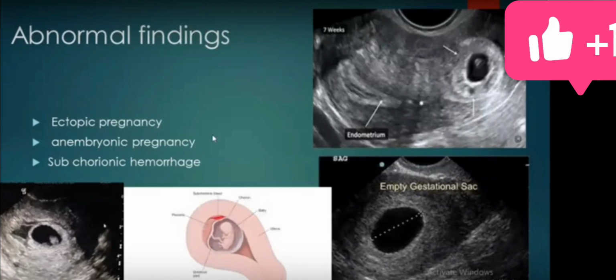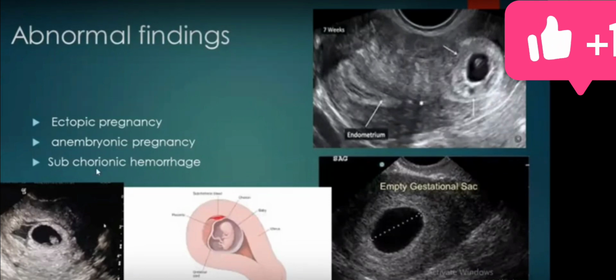So abnormal findings include ectopic pregnancy. This is an image of an ectopic pregnancy. This is a normal uterus, and inside the endometrium we cannot see any gestational sac. We can see a gestational sac near this area. Then anembryonic pregnancy we had discussed.